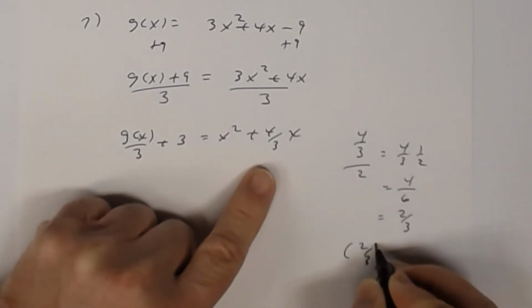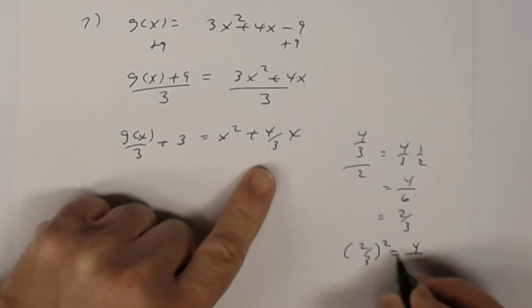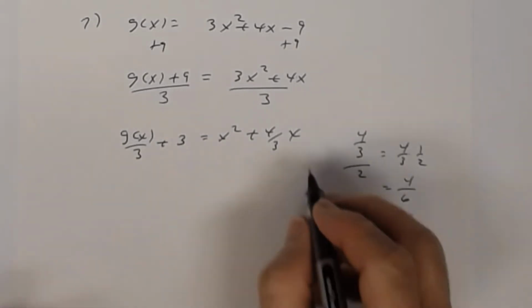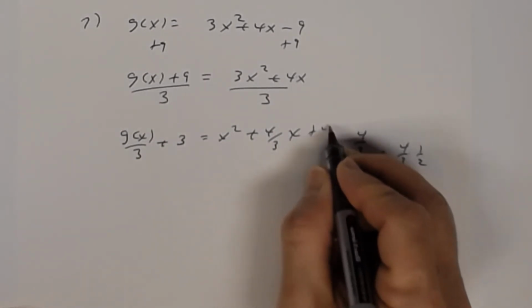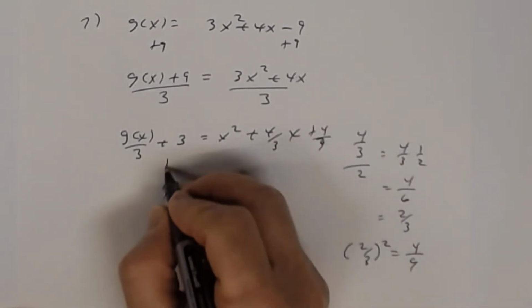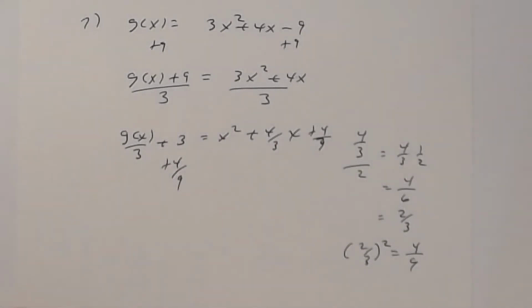So then you take 2/3 and you square it. 2 times 2 is 4, 3 times 3 is 9, so you get 4/9, and that's what you add here. So you add 4/9 to both sides. Okay? So that's what you add to both sides, 4/9.